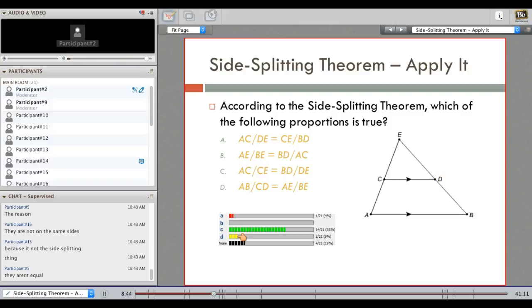Okay, let's take a look at D. That was the other. Nobody chose B. So let's take a look at D. AB over CD. Okay, why is that not correct according to the side-splitting theorem? Because what sides is the side-splitting theorem talking about?